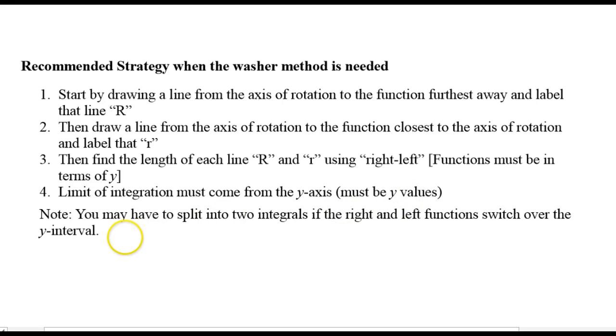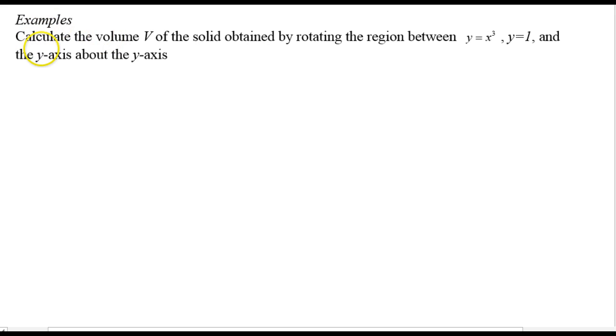And then note, just like when rotating around a horizontal line, you may have to split the problem into two separate integrals if the right and left functions switch over the y interval. Or when trying to find the big radius and little radius, you may notice that if you choose one point, you hit one function, but if you choose another point, you hit another function. You'll have to split it into two separate integrals. All right, let's start with some examples.